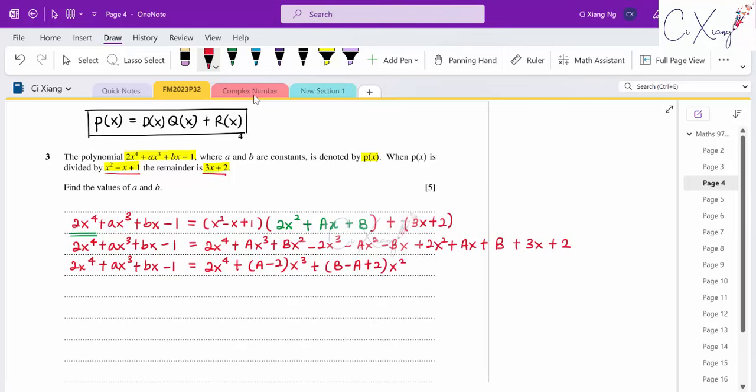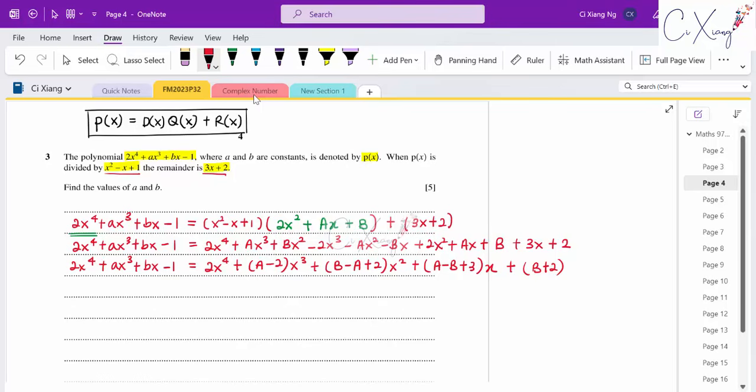Continue further. I'm looking for x power 1. I'm having negative bx plus ax plus 3x. If I group them together again, I'm having a minus b, then plus 3, with x. And lastly, we are going to group all the constant terms together. For the constant term here, I can see we are having b and also a 2. So we are having b plus 2.